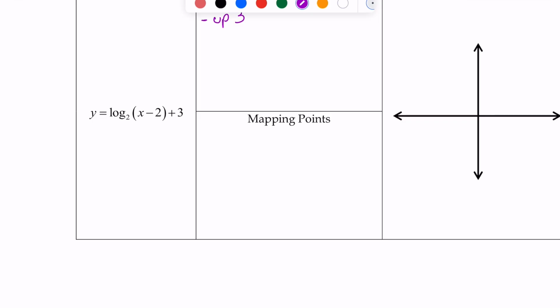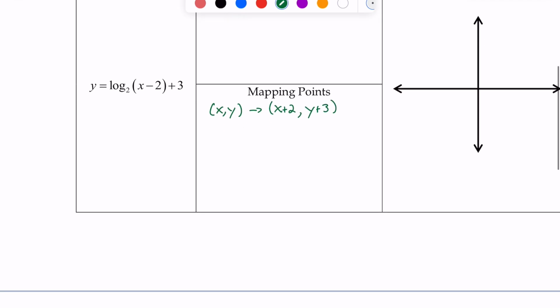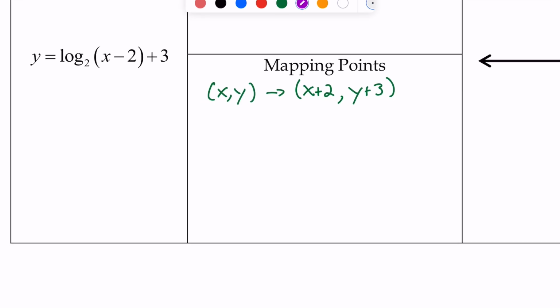Now, to create the mapping notation, we need a set of x and y points that we apply our transformations to. The x's are going to be shifted right 2 units, that's why you're adding 2, and your y's are going to be shifted up 3, that's why you're adding 3. But we need a set of coordinates that are coming from the parent, okay? And this stumps a few students, okay?